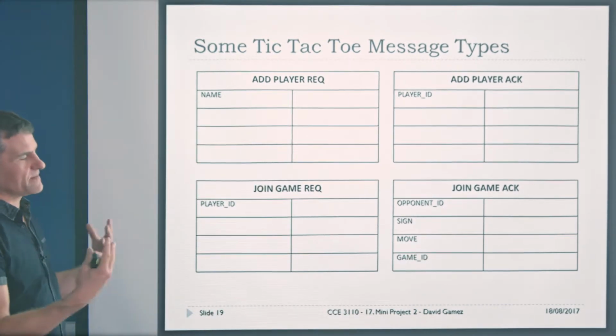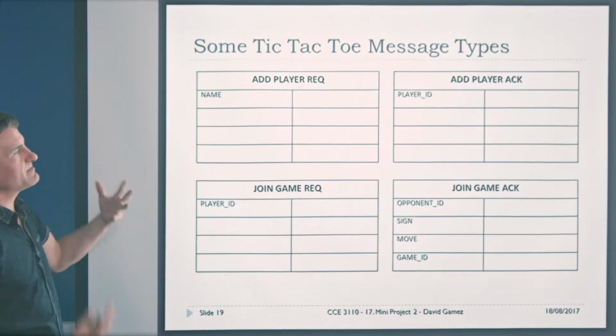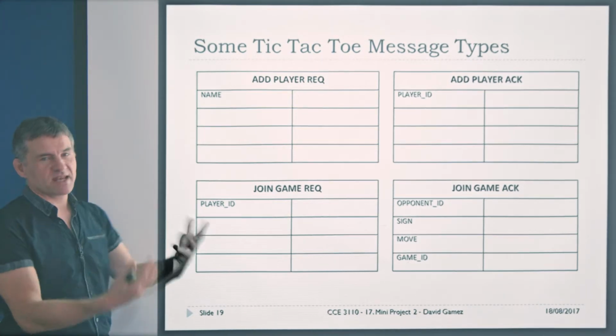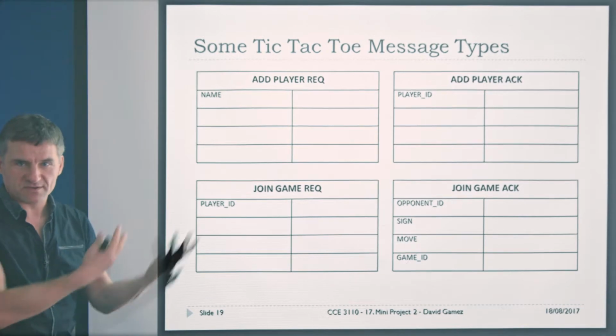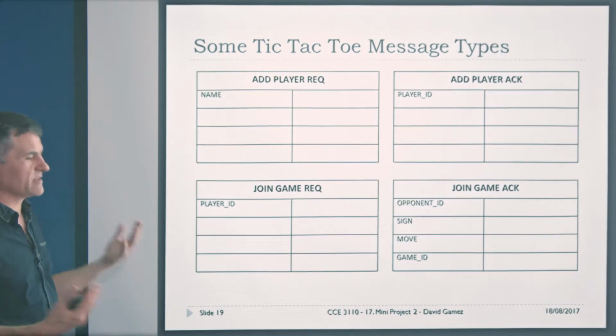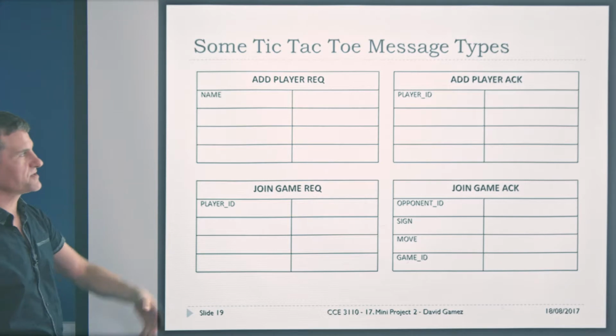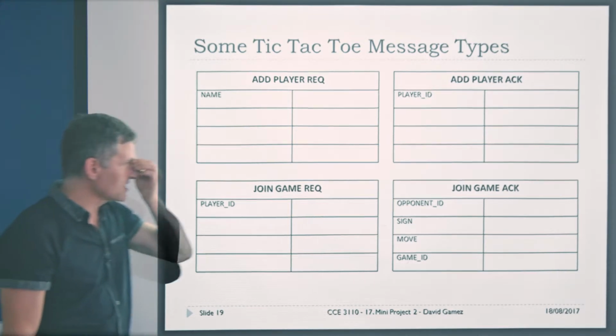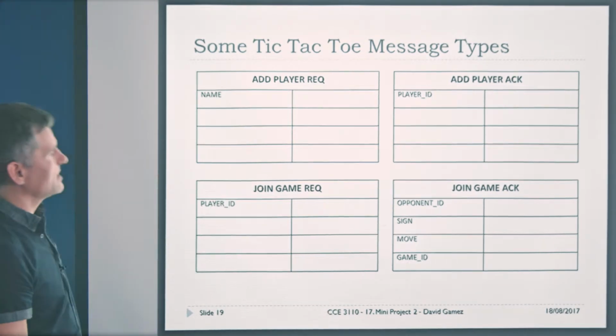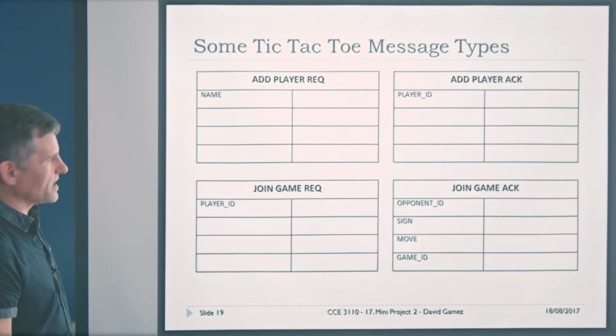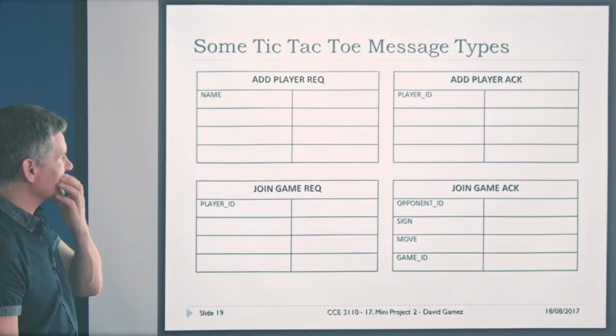So you have to sort of make up some messages that will enable you to play, in this case tic-tac-toe, but you've obviously got to be able to play your game, either in a peer-to-peer way or through a central server. So these are the message types. You don't have to copy these message types. You have to make up your own.